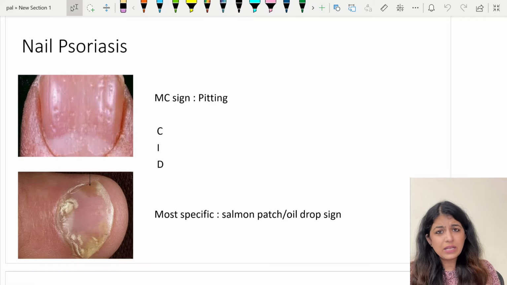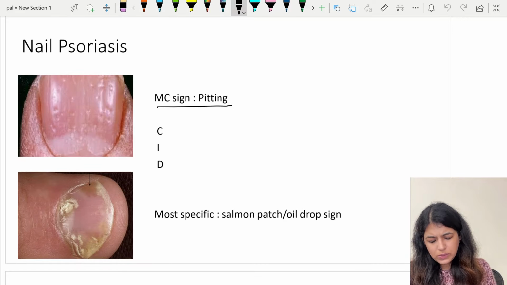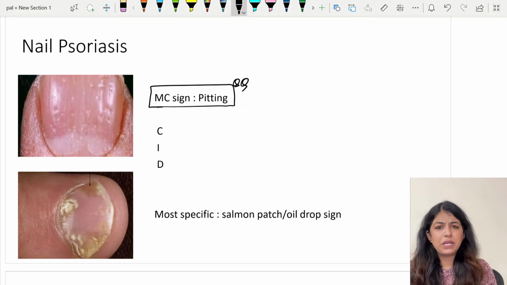Now, the nail finding has also been mentioned in the paper here, because the most common finding in nail psoriasis is pitting, and the question told you that the patient has nail pitting. These are pinpoint depressions on the nail. This is the most common sign of nail psoriasis.